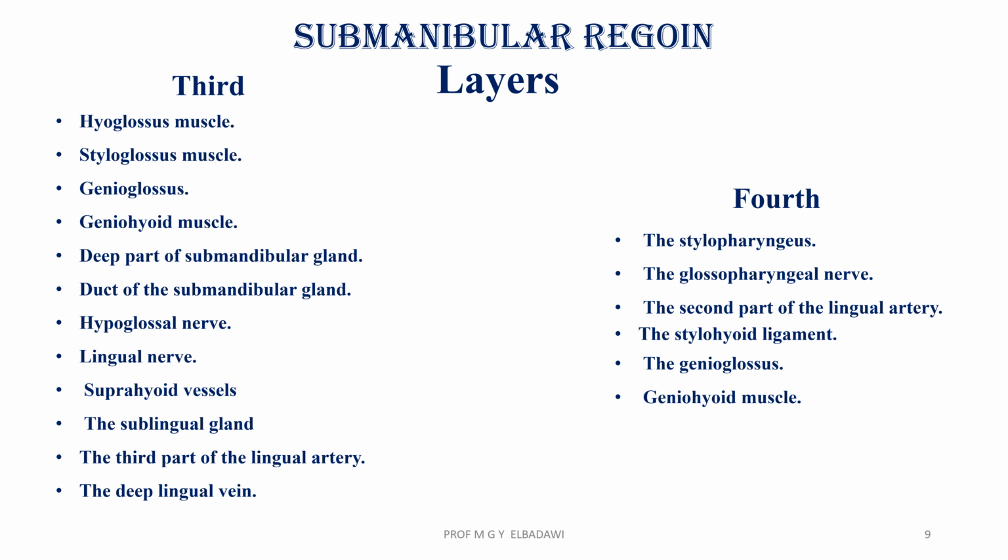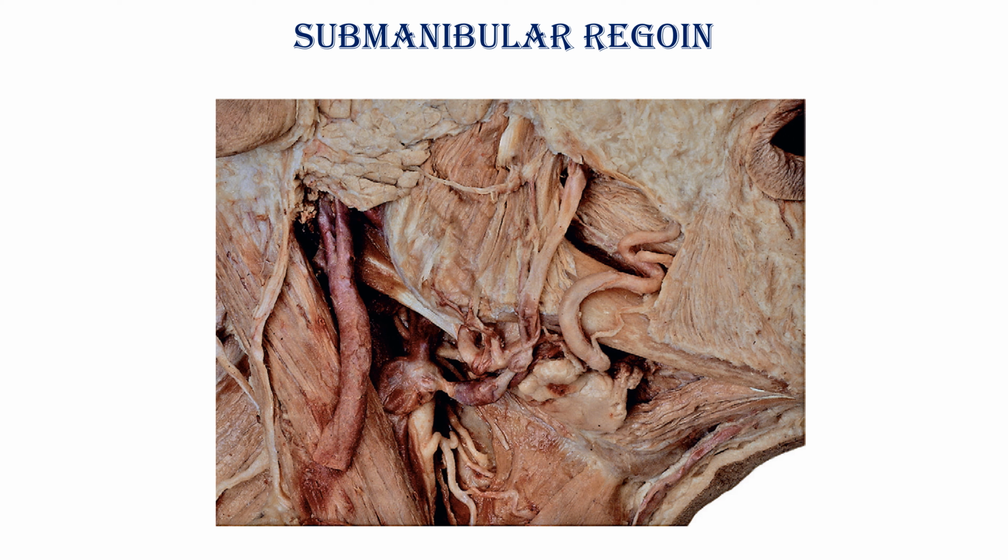And at last will be the middle constrictor, which is part of the wall of the pharynx. If you remove now the middle constrictor and those muscles, you are in the cavity of the pharynx. So these are the layers which you have to follow when you are exploring this region. Let's start with those cadaveric specimens.